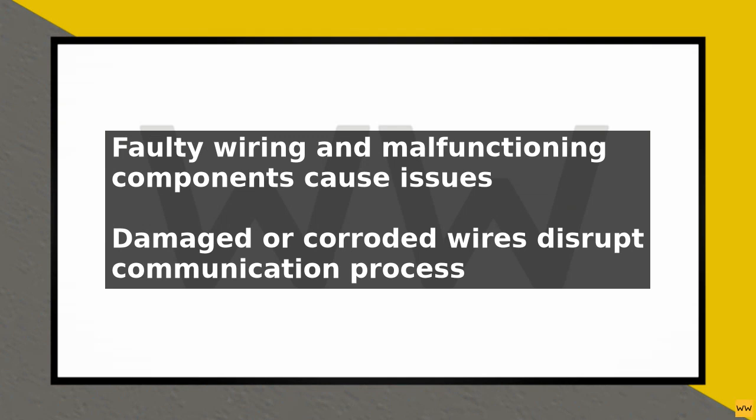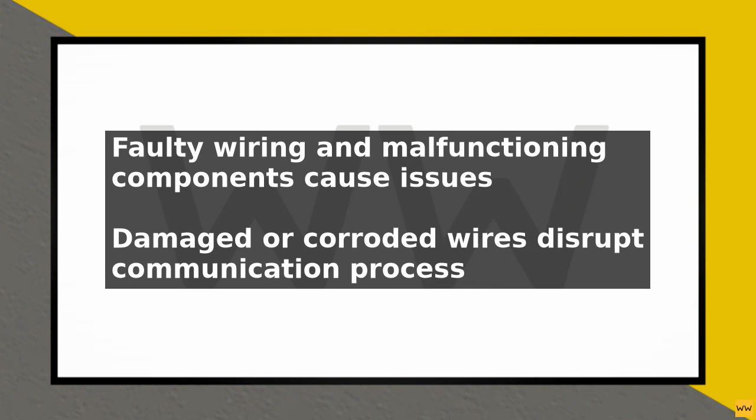First, check the wiring between the user interface control and the motor control unit for any signs of damage or corrosion. If the wiring is damaged, it may need to be replaced. Next, check the user interface control and the motor control unit for any signs of malfunction. If either of these components is faulty, it may need to be replaced.